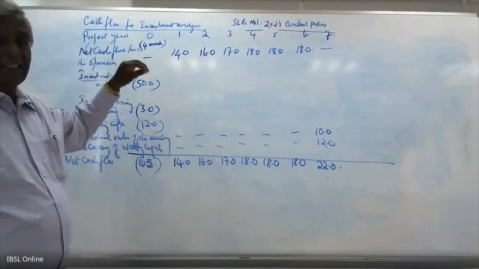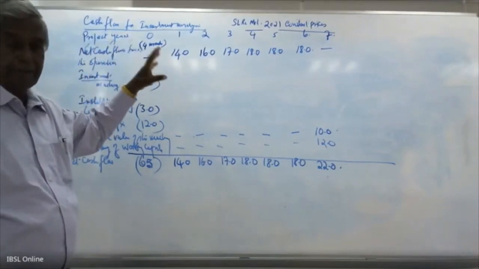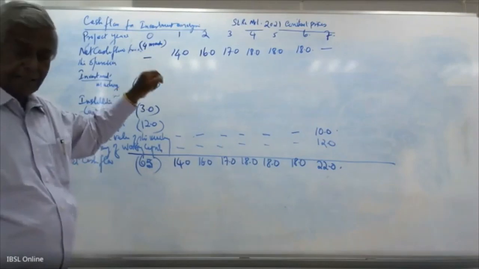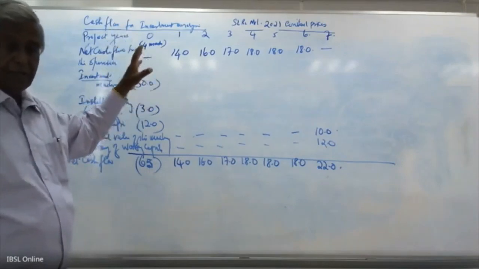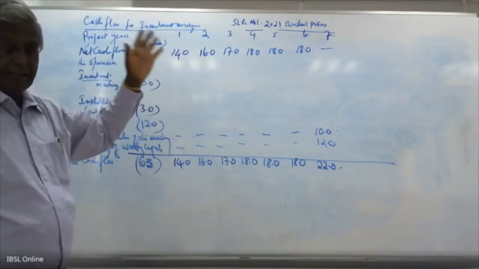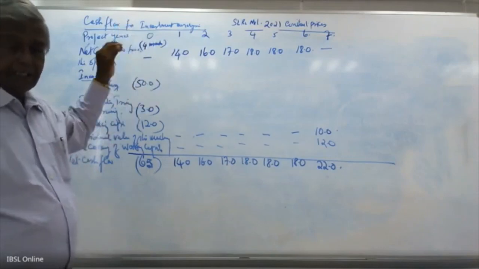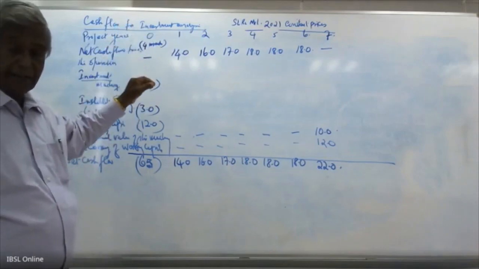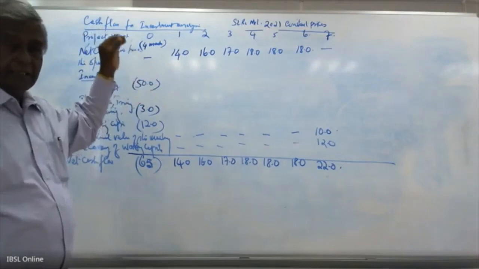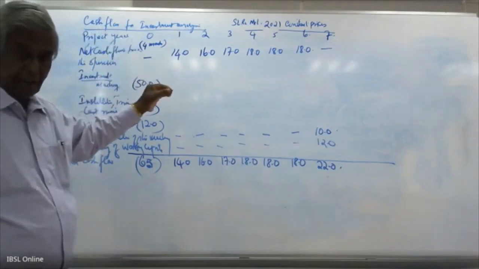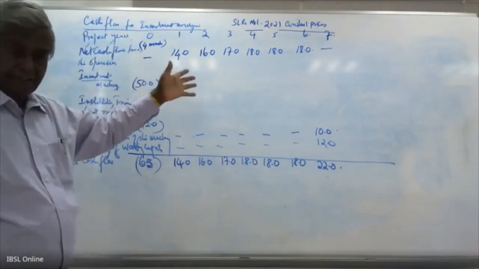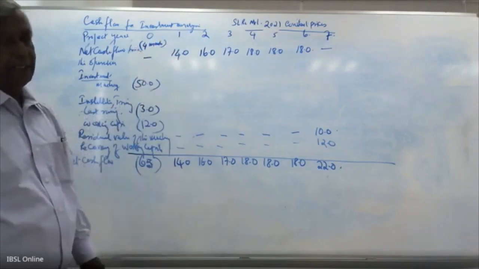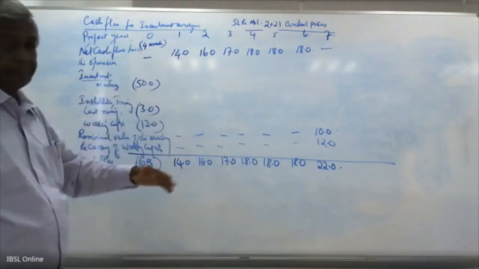So here the year 0 is 4 months. If it is 5 months, year 0 will be 5 months only. Thereafter year 1 starts. If the investment period is 8 months, year 0 is 8 months only, and thereafter year 1 starts. Consider like that.